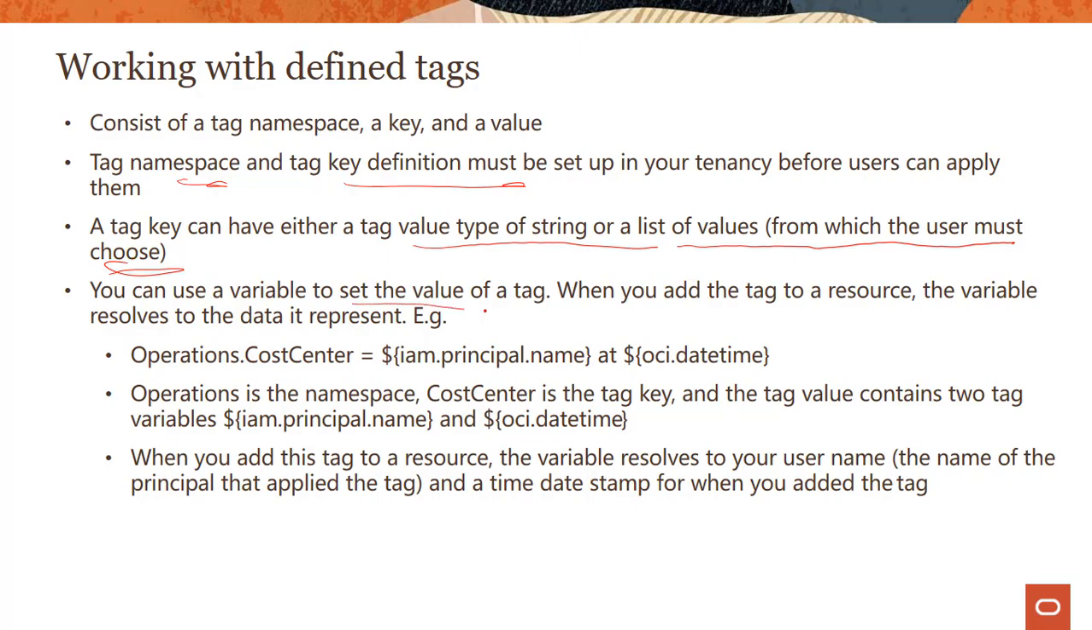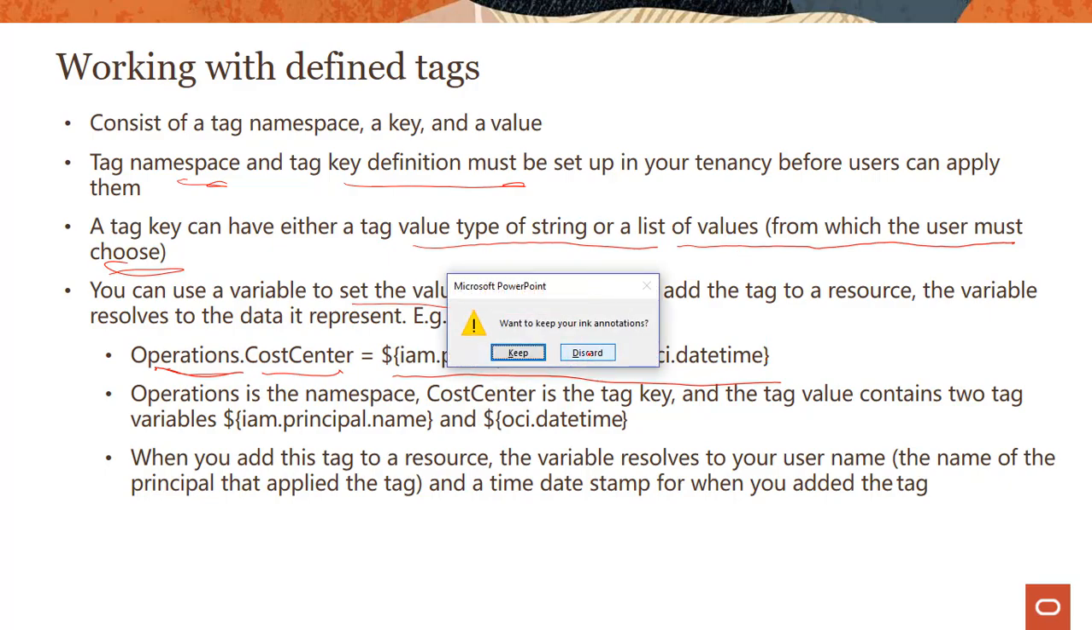You can also use a variable to set the value of a tag. When you add the tag to a resource, the variable resolves to the data it represents. For example, if you have a namespace called operations and a key called cost center, for the value you could specify something like IAM.principal.name at OCI.datetime. When you add this tag to a resource, the variable resolves to your username, that's the IAM principal name, and the date and time stamp for when you added the tag. This gives you the flexibility to use tags in a variety of ways.